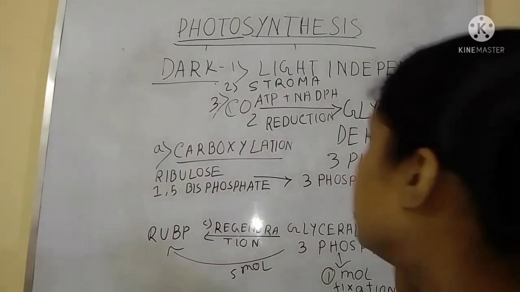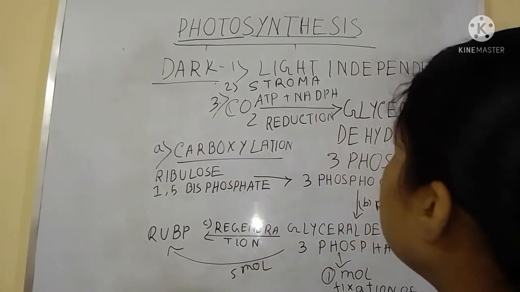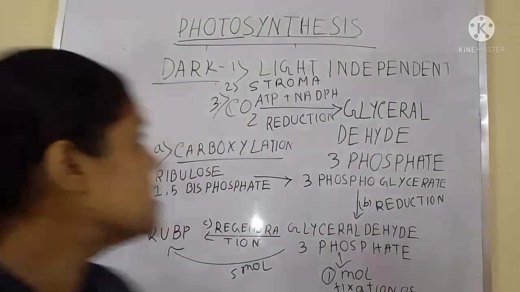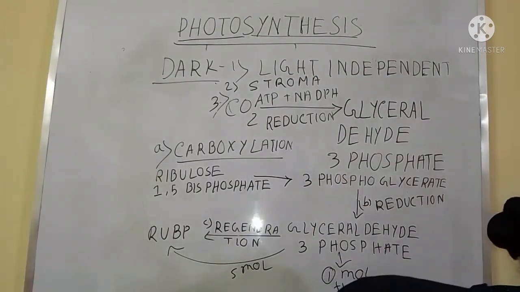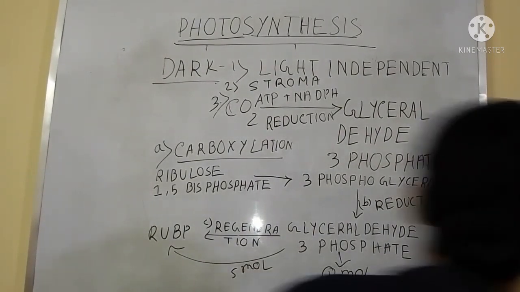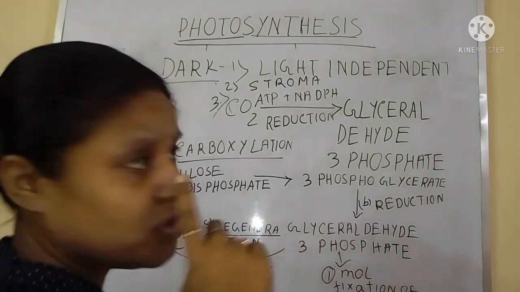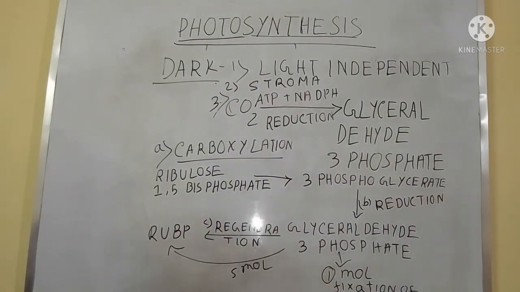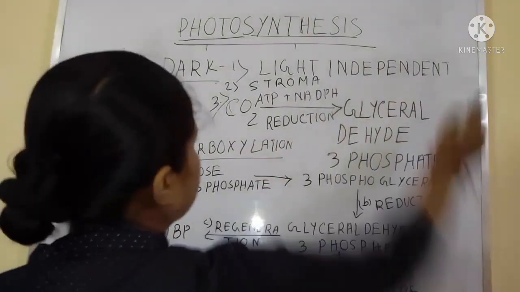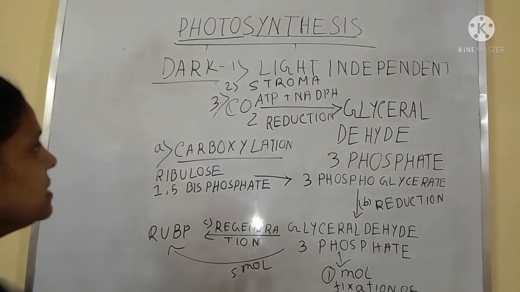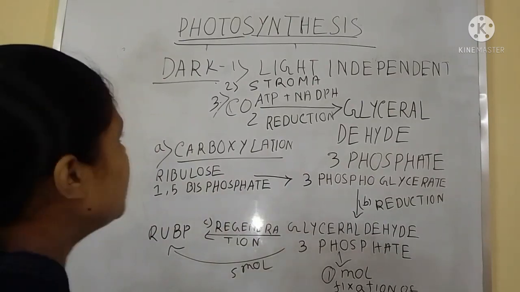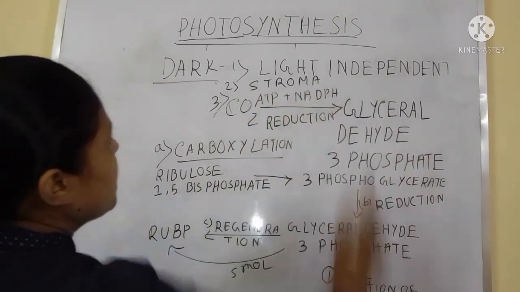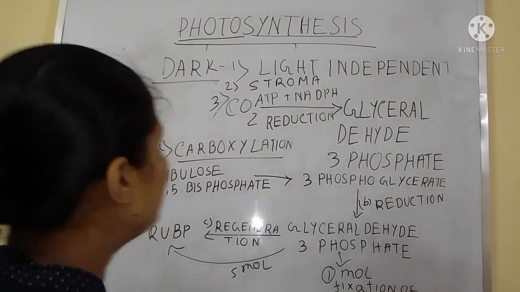Okay, this is the dark phase, and here it is light independent. Why? Because light is not necessary for the completion of these reactions. So it is known as light independent. Okay, in absence of light, these reactions are possible. But where does it happen actually? It happens in stroma. Okay, it is obviously part of the chloroplast.